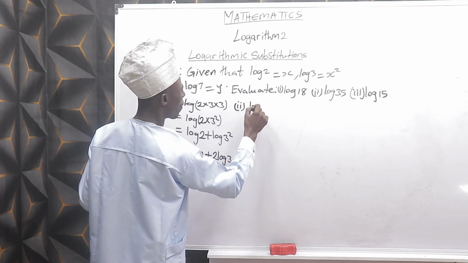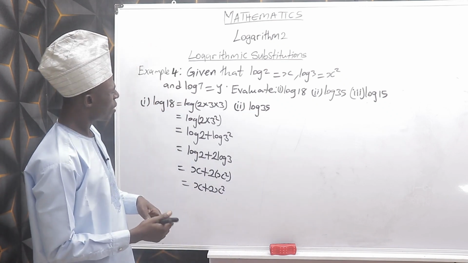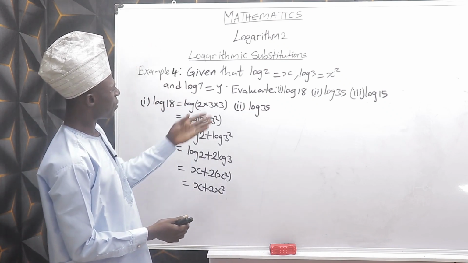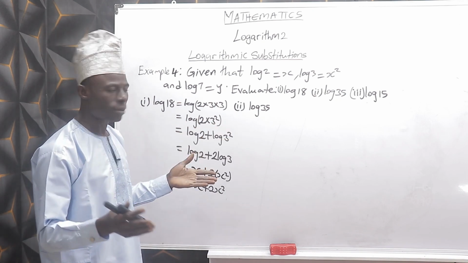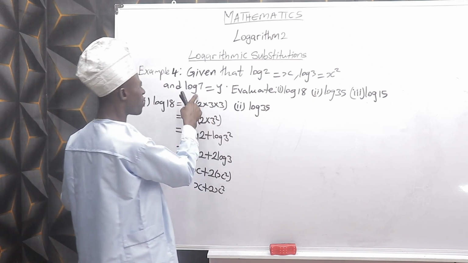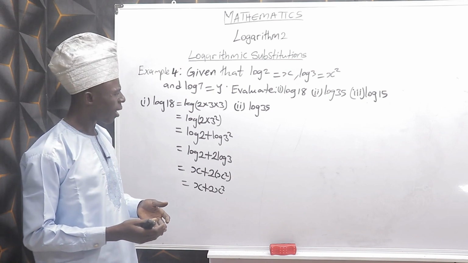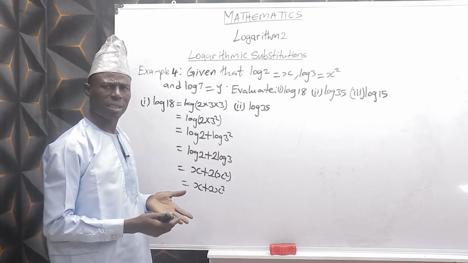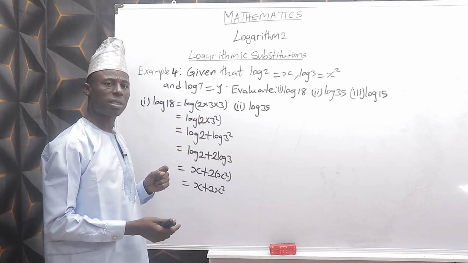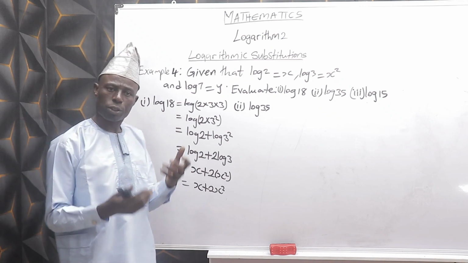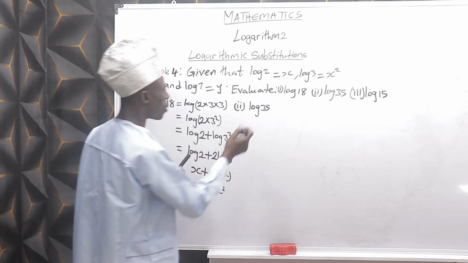That is log 35. See, 35 can only be broken into 5 times 7. You see that we have log 7 here, we don't have log 5. You want to say, maybe this is a mistake. Maybe the examiner, the people that set this question, made a mistake. They don't make mistake. They expect you to think outside the box. See what I want to do.